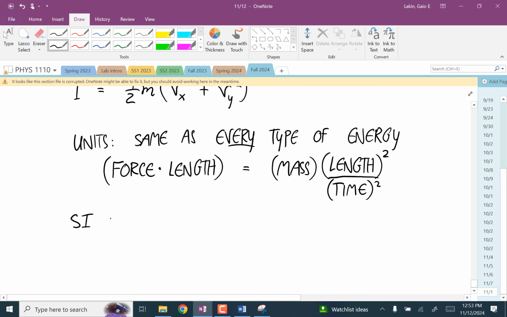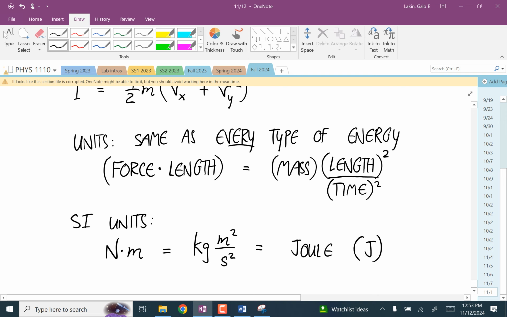And so the SI units are, let me put it in the same order as before, sorry. So let's say newtons times meters. So that's force times length in SI units. You can also write it as kilograms meters squared per second squared. And since we're going to use units of energy a lot, we give it its own name, the joule. And it's abbreviated with a capital J.